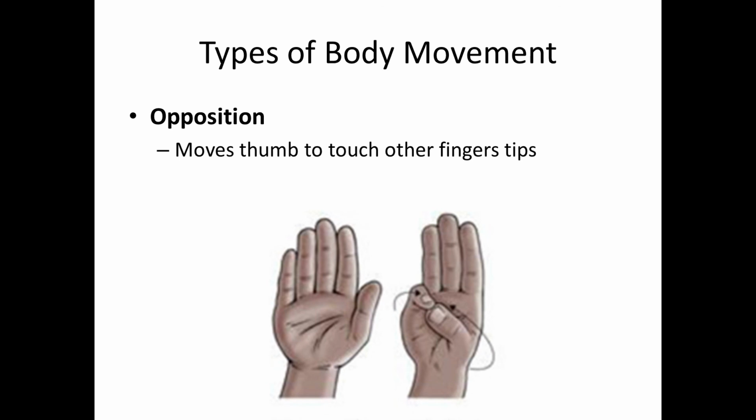Opposition, this is when we see your thumb is going to move to touch your fingertips. So if you're trying to do the Girl Scout sign and have your pinky touch your thumb, we are using the movement of opposition. And those are all the movements that we have in this video.